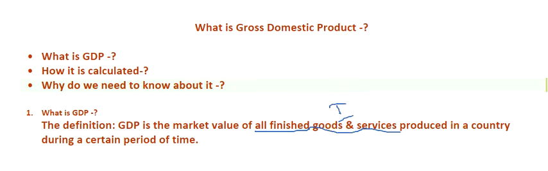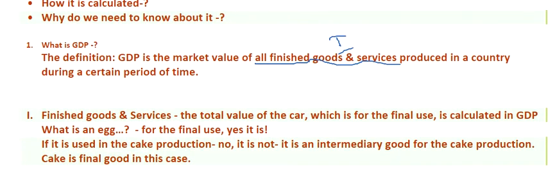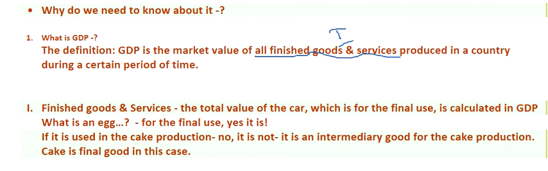Let's see, what does it mean? Let's take a car production as an example. When we produce a car, some parts of the car we buy from different companies. They are intermediate goods in our car production, so we don't calculate their price in GDP in order to avoid double counting. Only the total value of the sold car, which is for final use, is calculated in GDP.